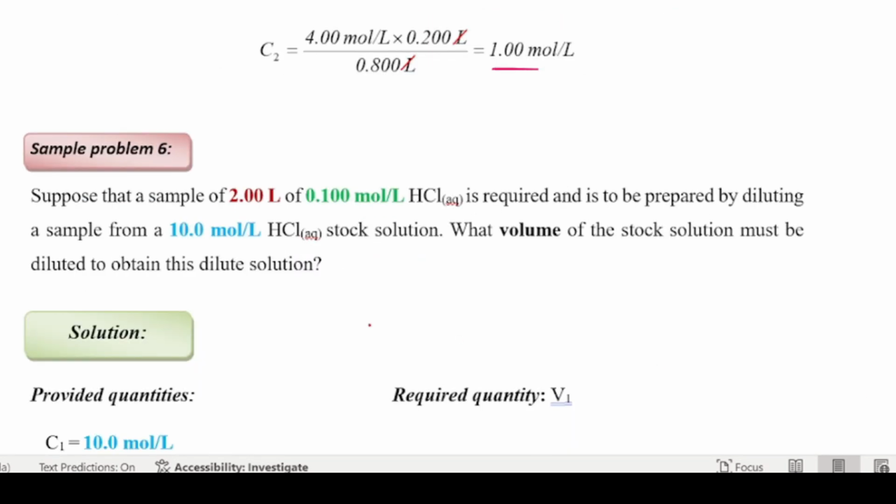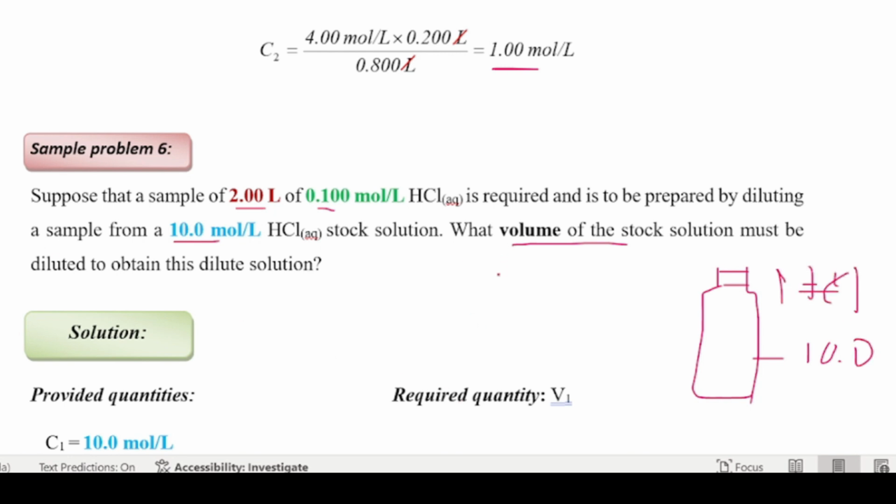Another problem here, look, this is what is required, and now you're diluting this stock solution here. You want to find what volume of the stock solution must be diluted. In your lab now, you want to make up that solution of HCl to do an experiment, right? But here you have a bottle in your lab that says 10.0 mole per liter HCl, right? Now you want to pour off a little bit of that into a small container here, and then you want to make 2 liters of that.